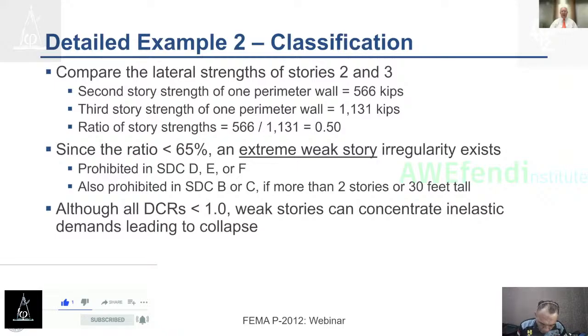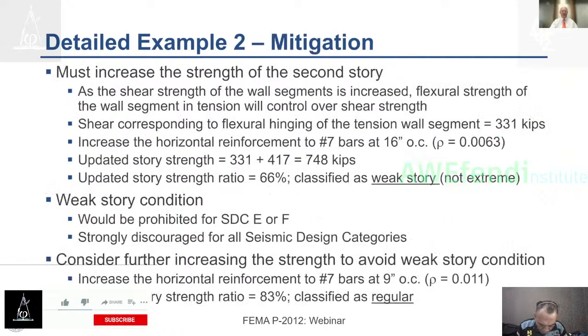That would be prohibited in high seismic areas. And it's even prohibited in seismic design category B or C generally. Now, our calculations show that all of the DCRs are less than 1. So the design, quote, works, but it misses an important aspect of configuration of the weak story. To mitigate it, we need to strengthen that story.